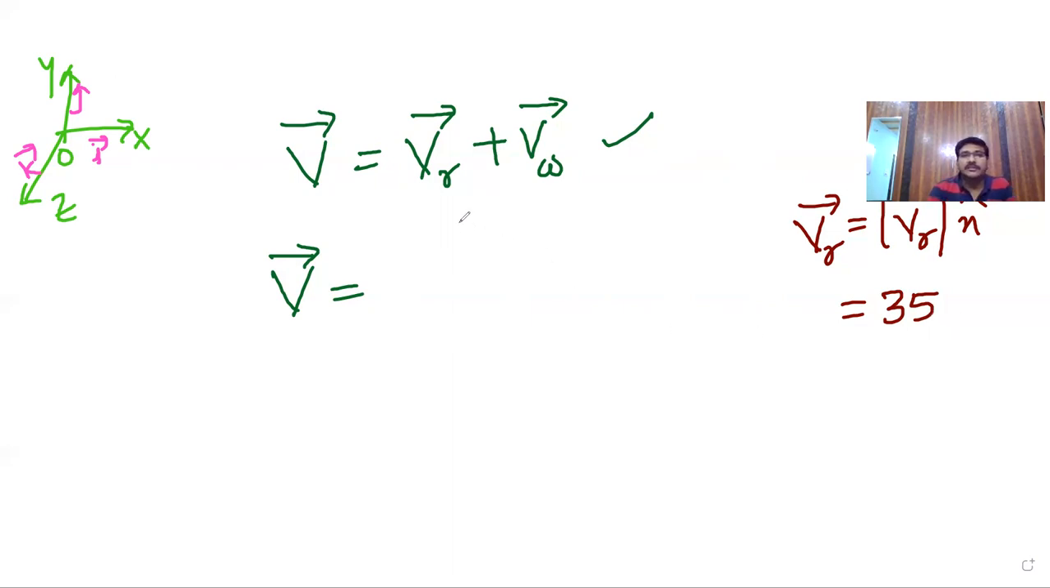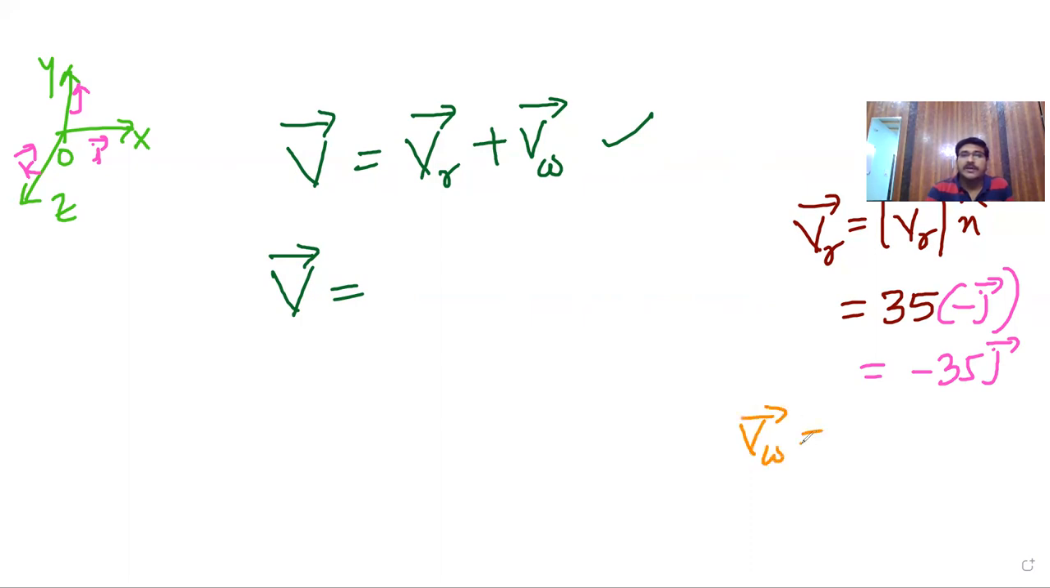Now observe, rain is vertically downwards, but the original vector j bar, the unit vector, is upward. I want to change its direction, so it becomes minus j bar. That means minus 35 j bar. That is the VR.